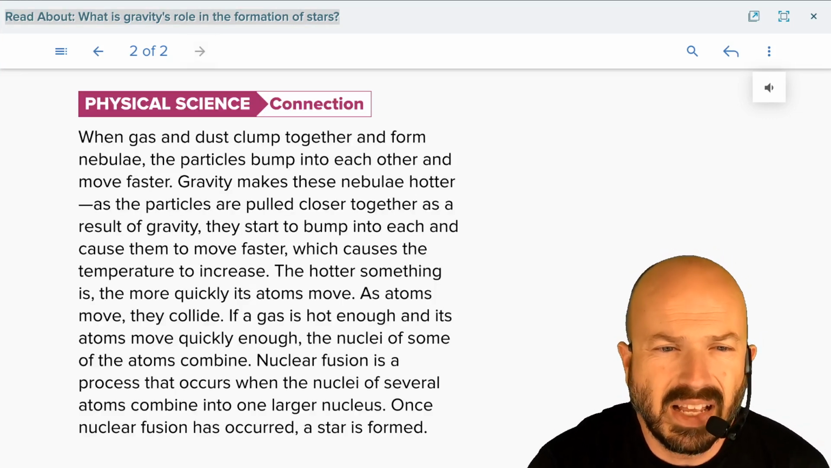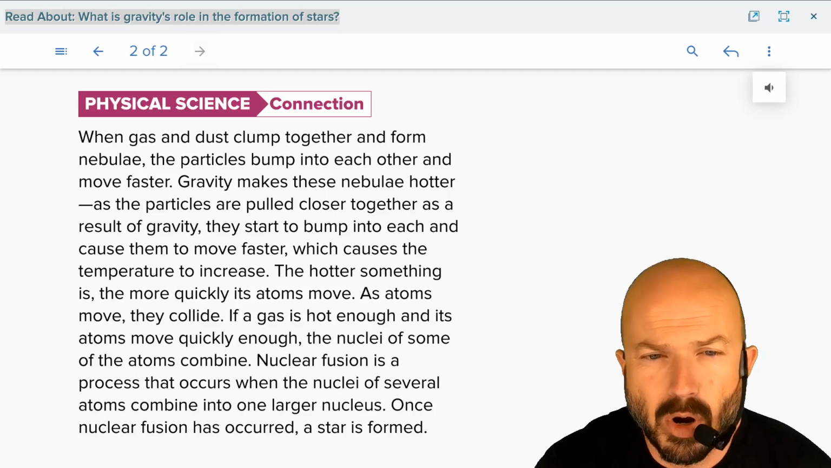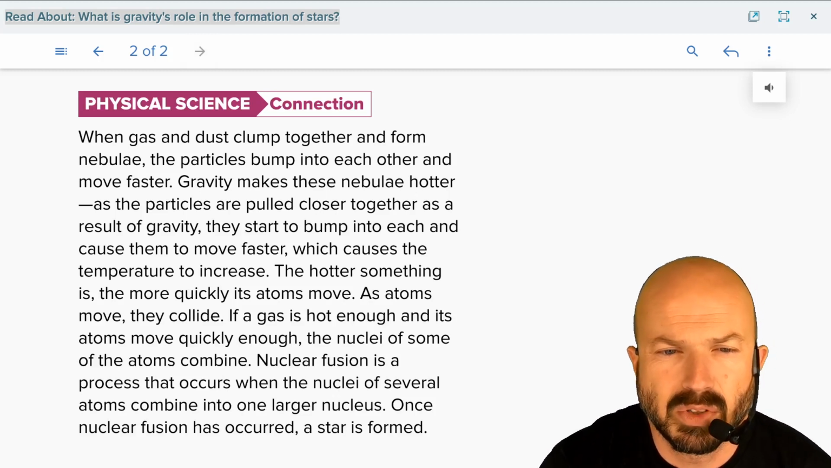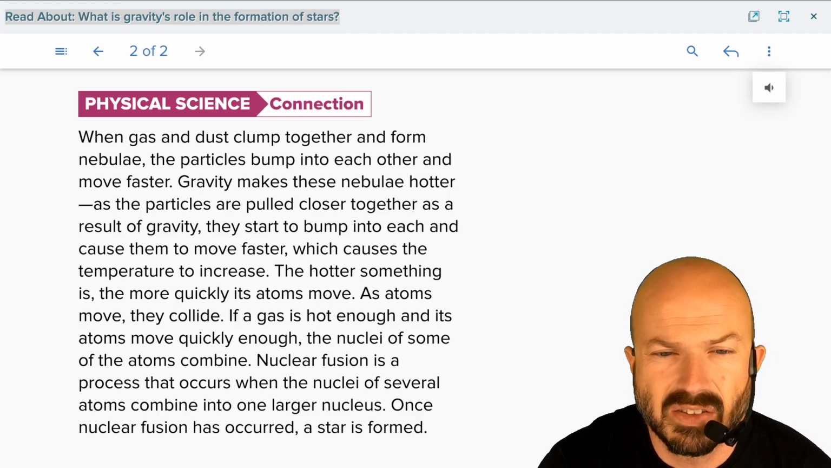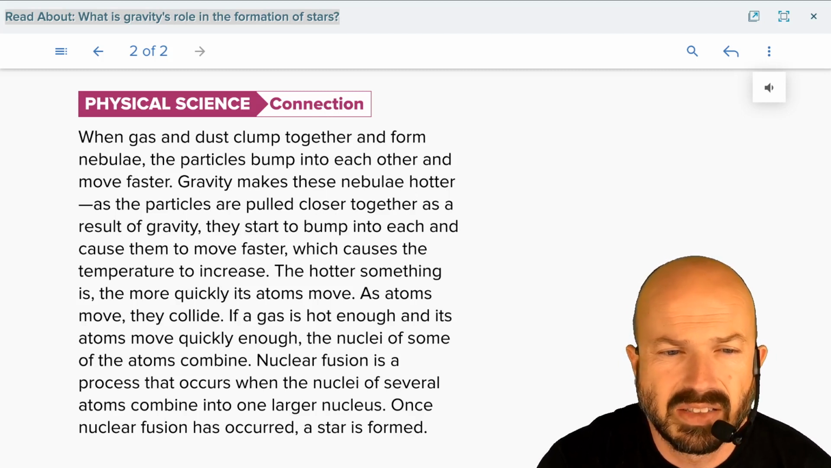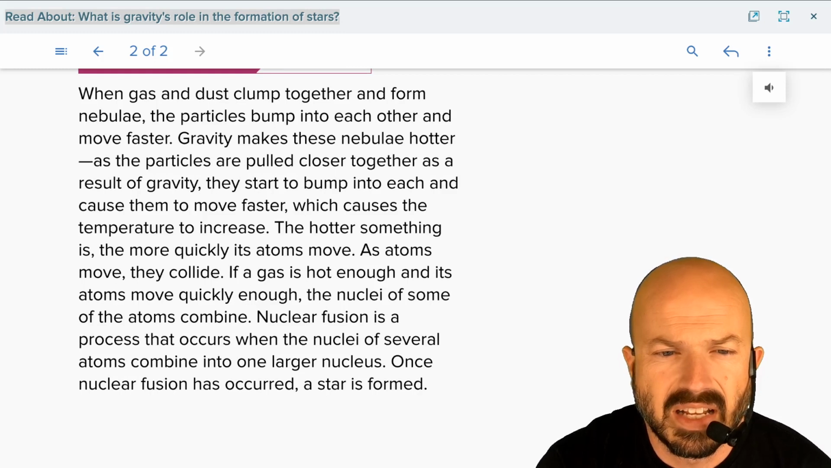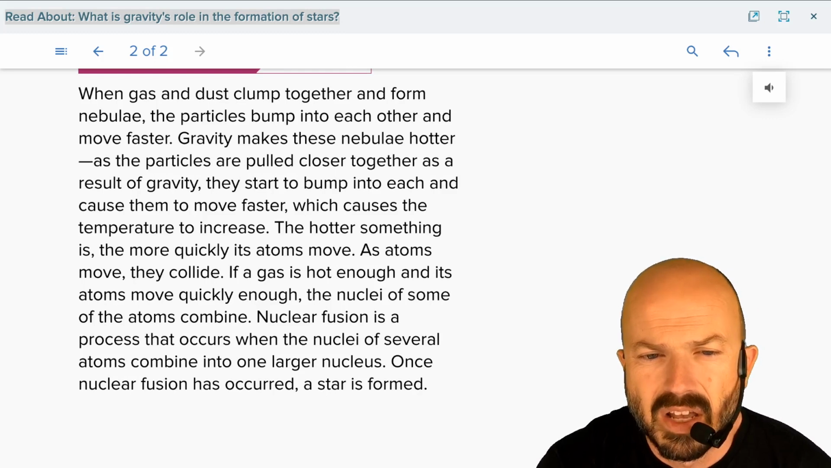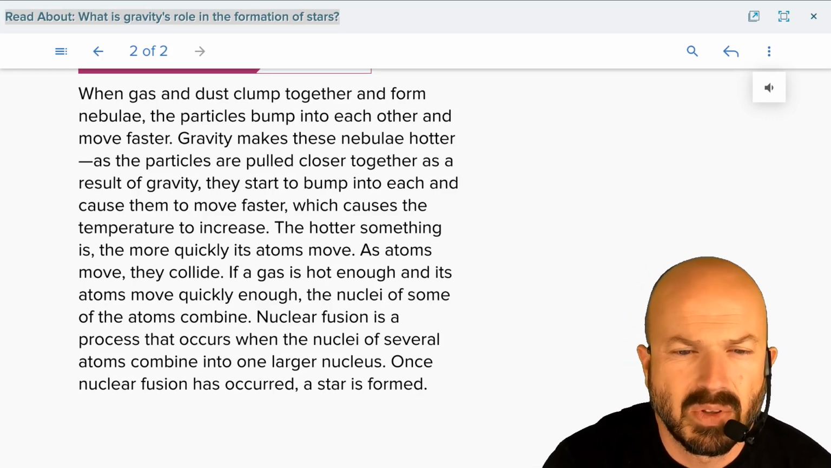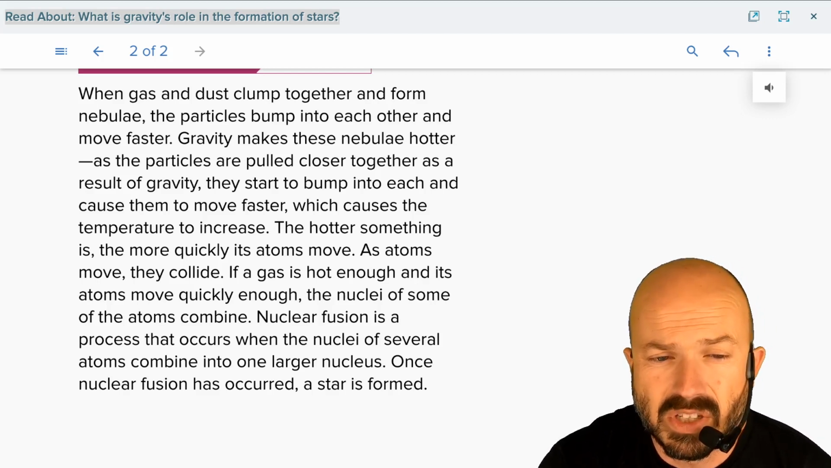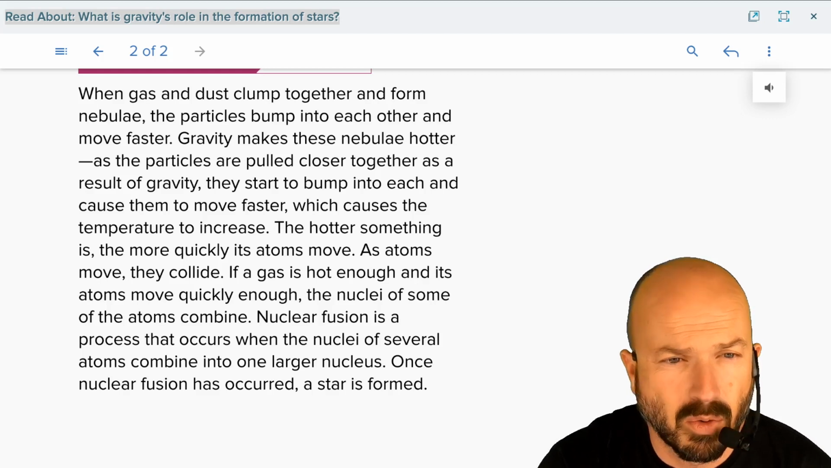Now, when gas and dust clump together and form nebula, the particles bump into each other and move faster. Gravity makes these nebula hotter. As the particles are pulled closer together as a result of gravity, they start to bump into each other and cause them to move faster, which causes the temperature increase. The hotter something is, the more quickly its atoms move. As atoms move, they collide. If a gas is hot enough and its atoms move quickly enough, the nuclei of some of the atoms combine. Nuclear fusion is a process that occurs when the nuclei of several atoms combine into one larger nucleus. Once nuclear fusion has occurred, a star is formed.